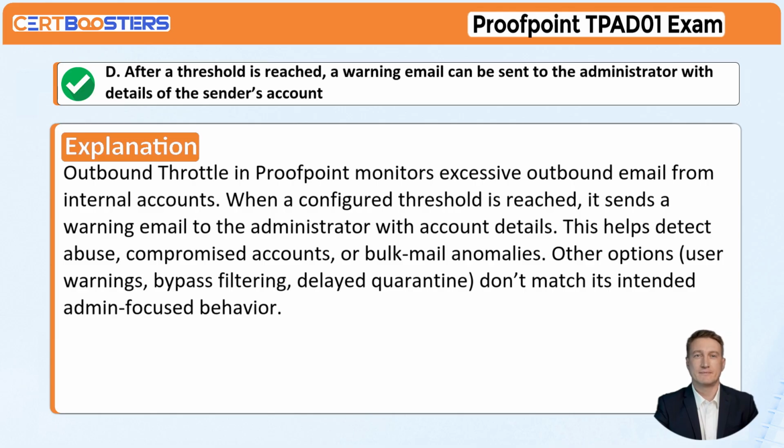Answer: D. Explanation: outbound throttle in Proofpoint monitors excessive outbound email from internal accounts. When a configured threshold is reached, it sends a warning email to the administrator with account details. This helps detect abuse, compromised accounts, or bulk mail anomalies. Other options, user warnings, bypass filtering, delayed quarantine, don't match its intended admin-focused behavior.